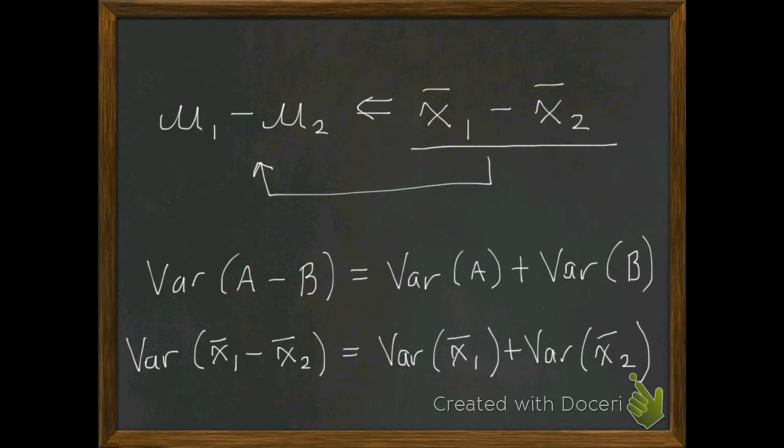Now, typically we want our underlying probability distributions to be expressed in terms of the standard deviation. So we very easily can see that the standard deviation of x bar 1 minus x bar 2 is just going to be the square root of the variance.